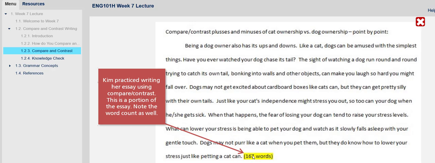So this comes out to 167 words. So here the person wrote their introduction, and then here they have their thesis statement, and then they wrote it point by point within this introduction.